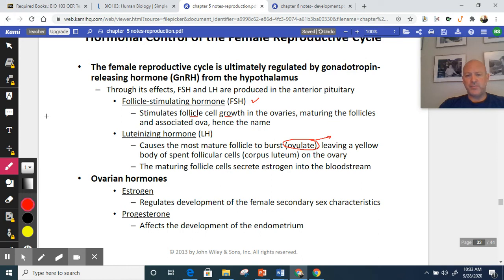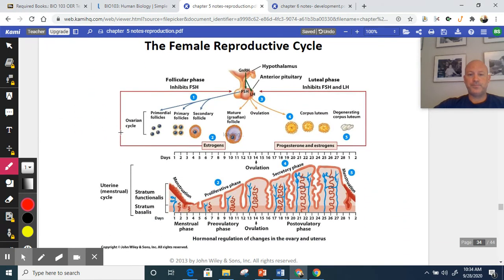Estrogen, not only does it regulate development of secondary sex characteristics, but it also plays an important part in the uterine cycle, along with progesterone, also affecting development and influencing the thickening of the endometrial layer. Uterine cycle. Ovarian cycle. Controlling the events that are happening in the ovaries. These two control the events that are happening in the uterus. This is a pretty good picture. This is showing the events of the ovarian cycle, and this is showing the events of the uterine cycle.